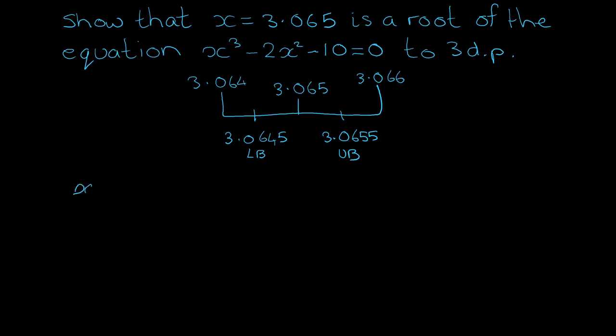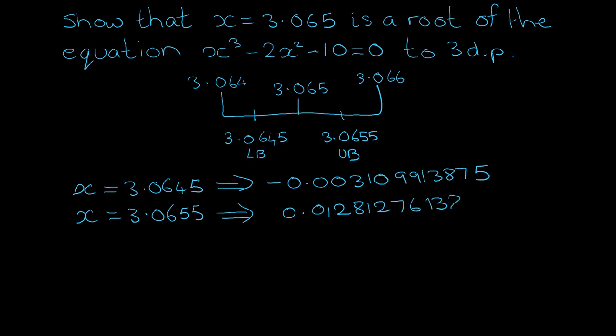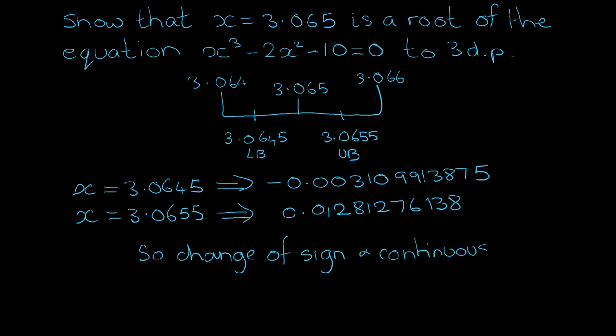We now substitute in the lower bound value. We get minus 0.0031099138875, and if we substitute in the upper bound value, we get 0.012812761138. So we can see that there's been a change of sign, and because x cubed is a continuous graph, this is a root.